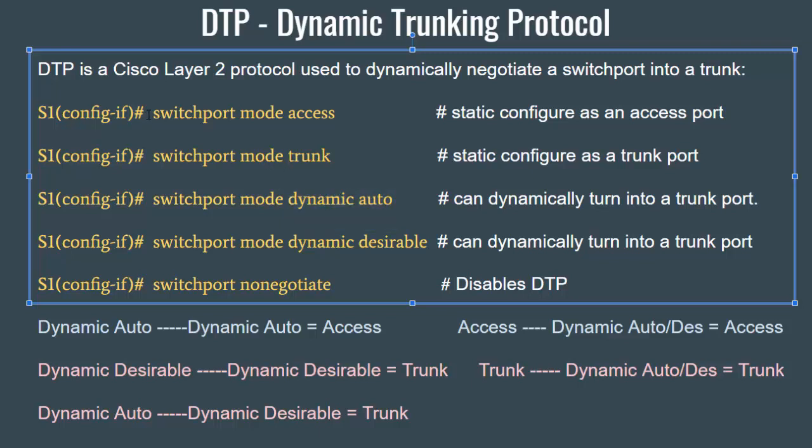So this is what you use to statically configure the switch port as an access port. This is what you use to statically configure the switch port as a trunk port. And then you have two dynamic modes: dynamic auto, which can dynamically turn into a trunk port, and switchport mode dynamic desirable, which can also dynamically turn into a trunk port. If you don't want to use DTP, you can use the command switchport nonegotiate to disable DTP.